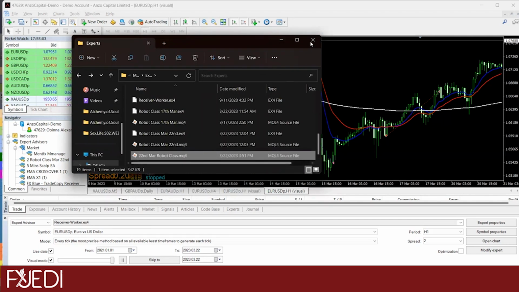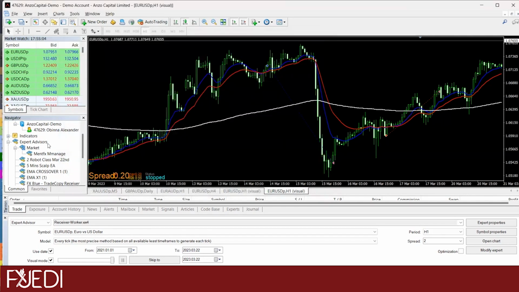So let's paste it. So that's it, right? What we do now is, under Expert Advisor here, refresh. So refresh under Expert Advisor, and you should see your project load up once it's done. Now, to access the data folder on your MT4, that's what I just showed you.